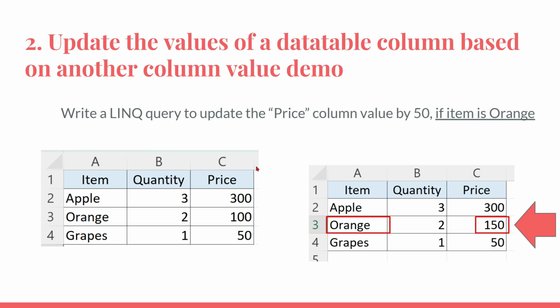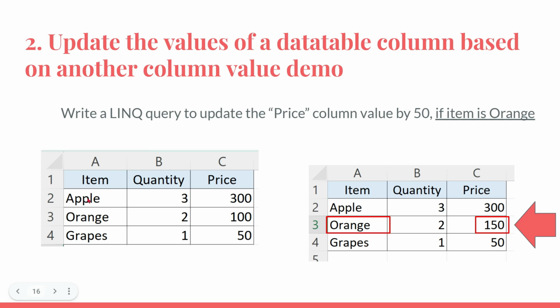Now let's see scenario 2. In scenario 2, you will update the price column, but there is a condition. What is the condition? Write a LINQ query to update the price column value by 50 if the item is orange. So only if the item is orange, you should increase the price by 50. That means 100 plus 50, 150.